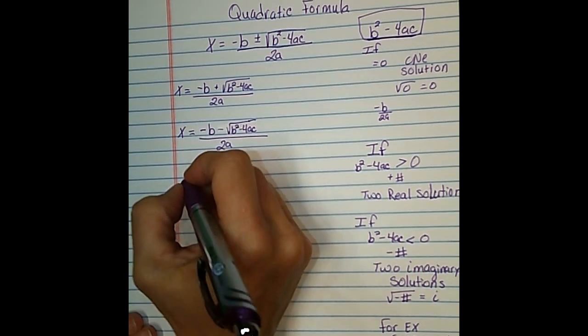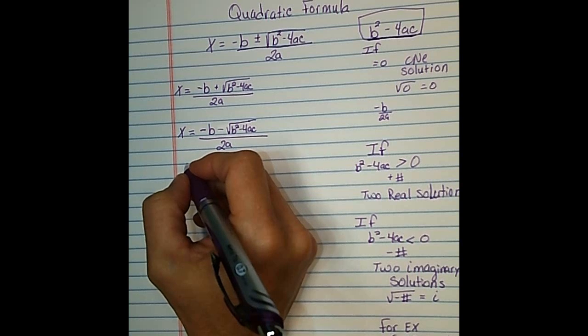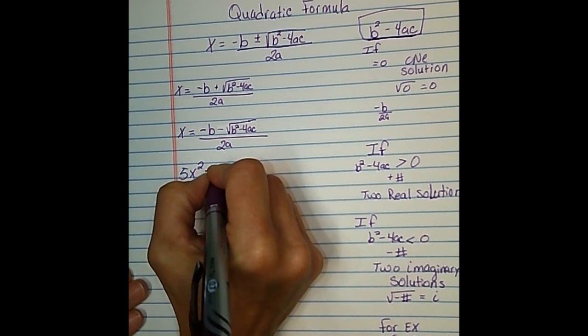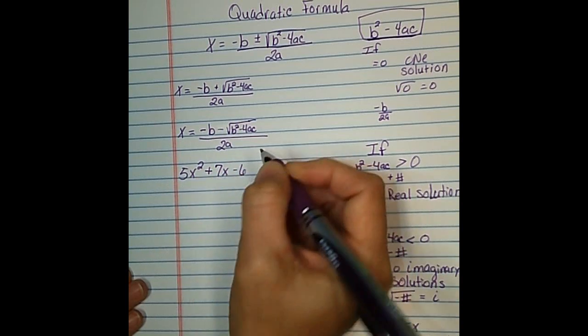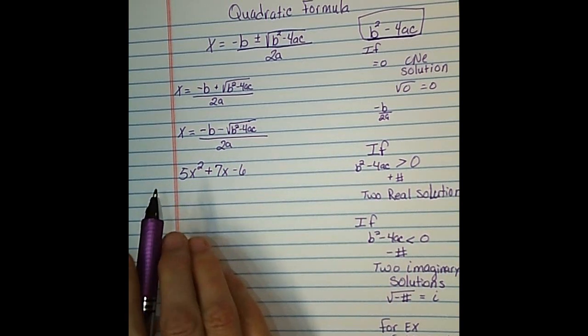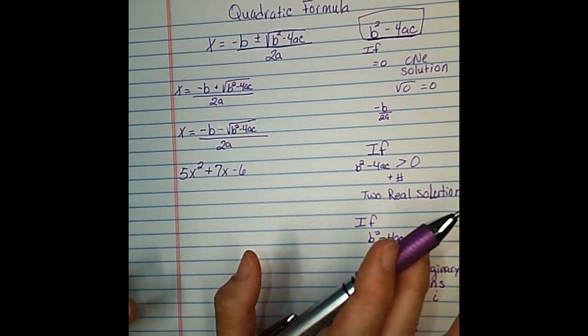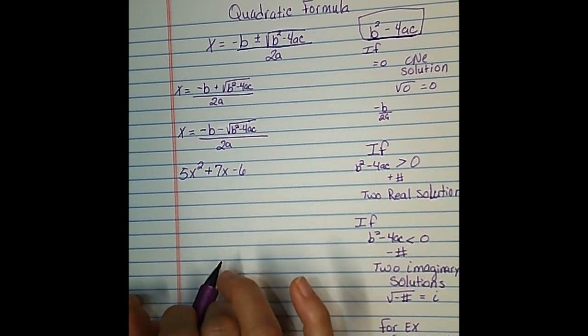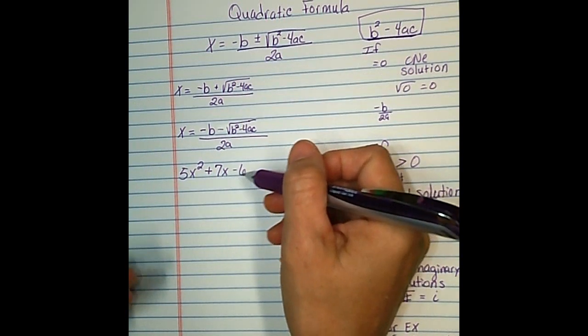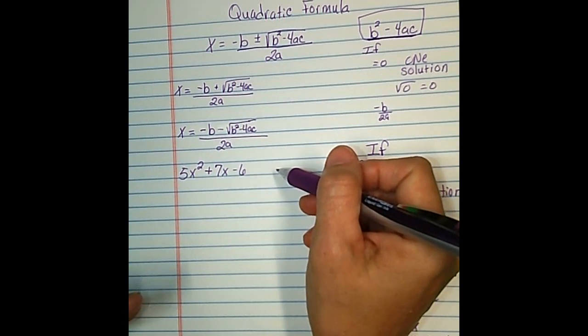So I'm going to use an example. I picked one out here. I've got 5x squared plus 7x minus 6. Now, you can use the AC method. There are many factoring methods we can use to factor it. But I want to use the quadratic formula. I'm going to pretend like I cannot factor it on my own.